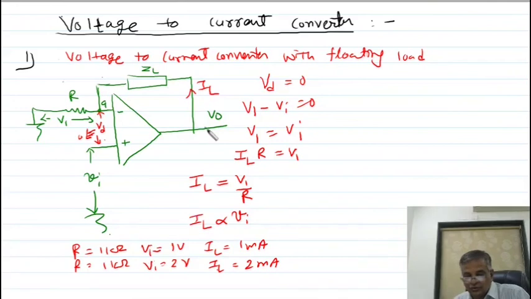So this circuit is used for an AC/DC voltmeter and a Zener test circuit also. I think it is a very clear understanding of the voltage to current converter with a floating load. Next time I will discuss the voltage to current converter with grounded load.